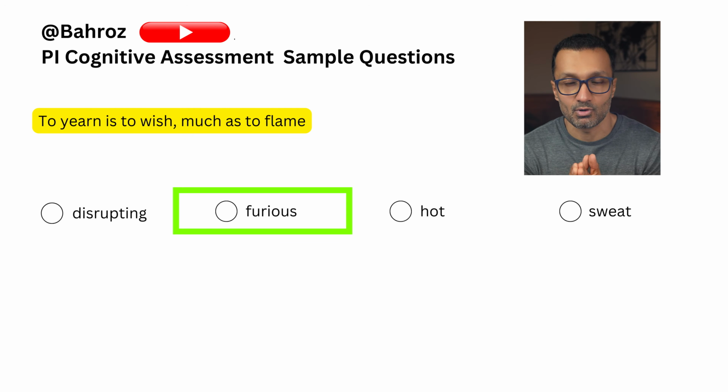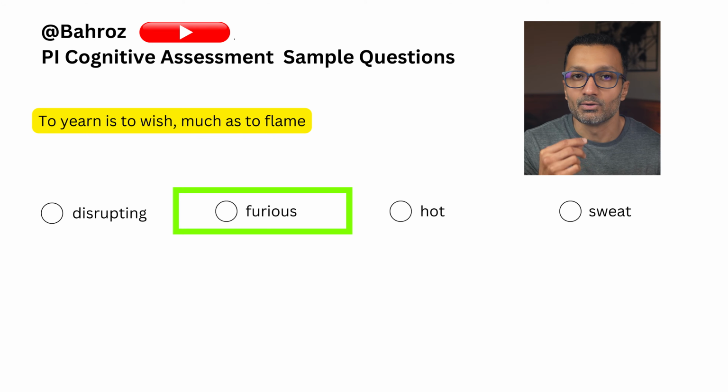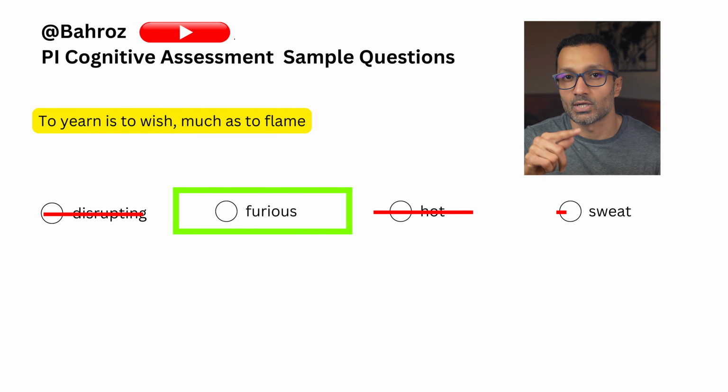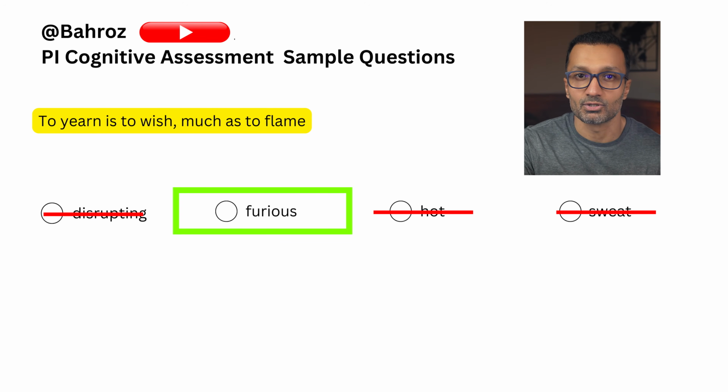Here one suggestion is that you can go about eliminating. So first you see disrupting, is it yes or no? No. Cross. Hot, cross. Sweat, cross. So now you're only left with the option which is furious.